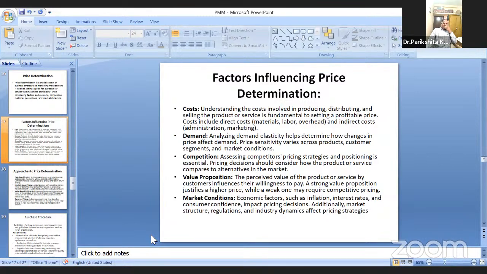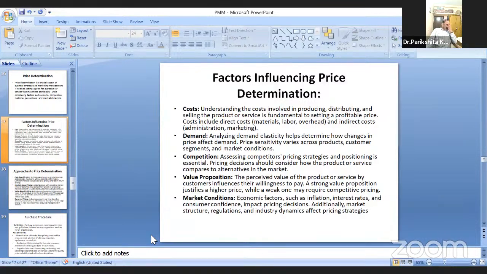Value propositions, the value of the product. The perceived value of the product or service by the customers influences their willingness to pay. Yes or no? Suppose I will buy products. For this product, is my willingness there or not? Suppose you are interested to buy a product. That means there is a willingness to buy this product or not?